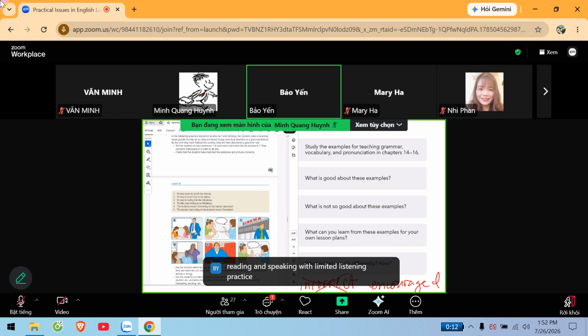Number three, from this example, I learned that grammar should be taught in context. I will use pictures and let students discover the rule first. Then I will provide controlled practice and finish with a communicative activity so students can use the language confidently.